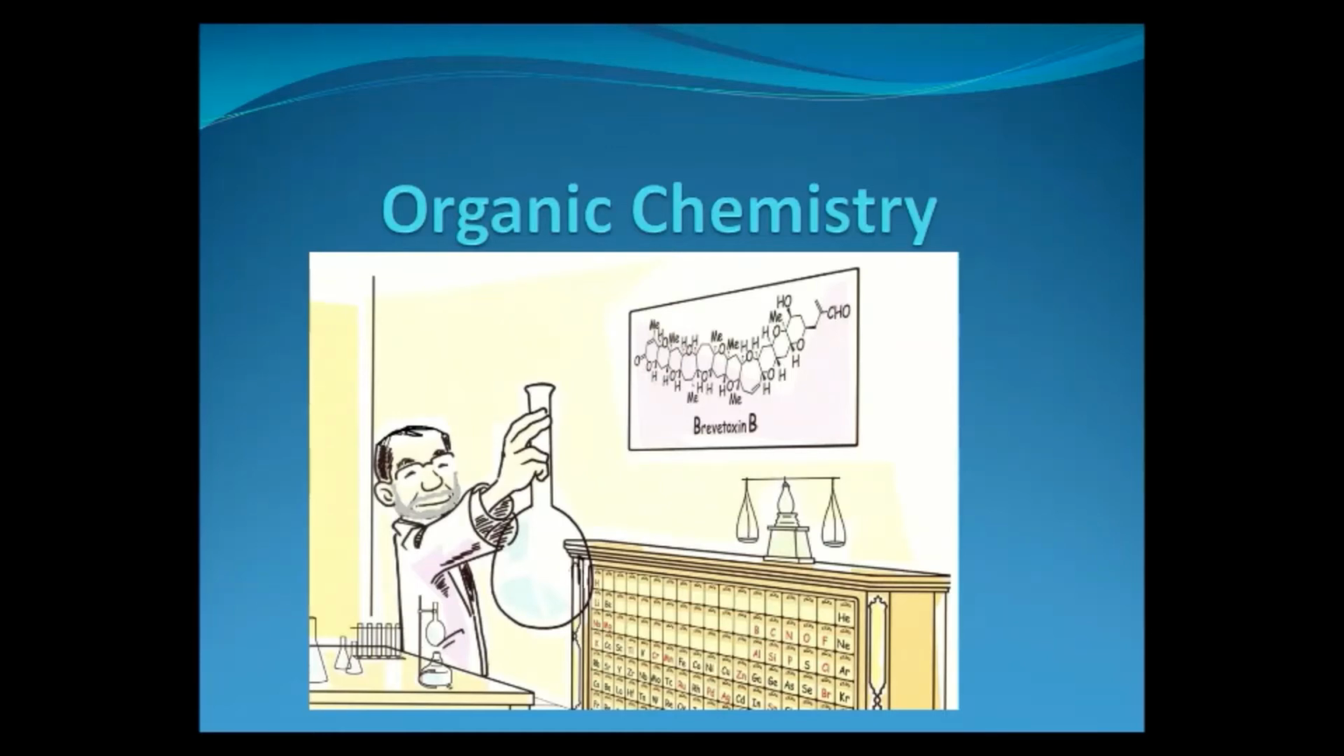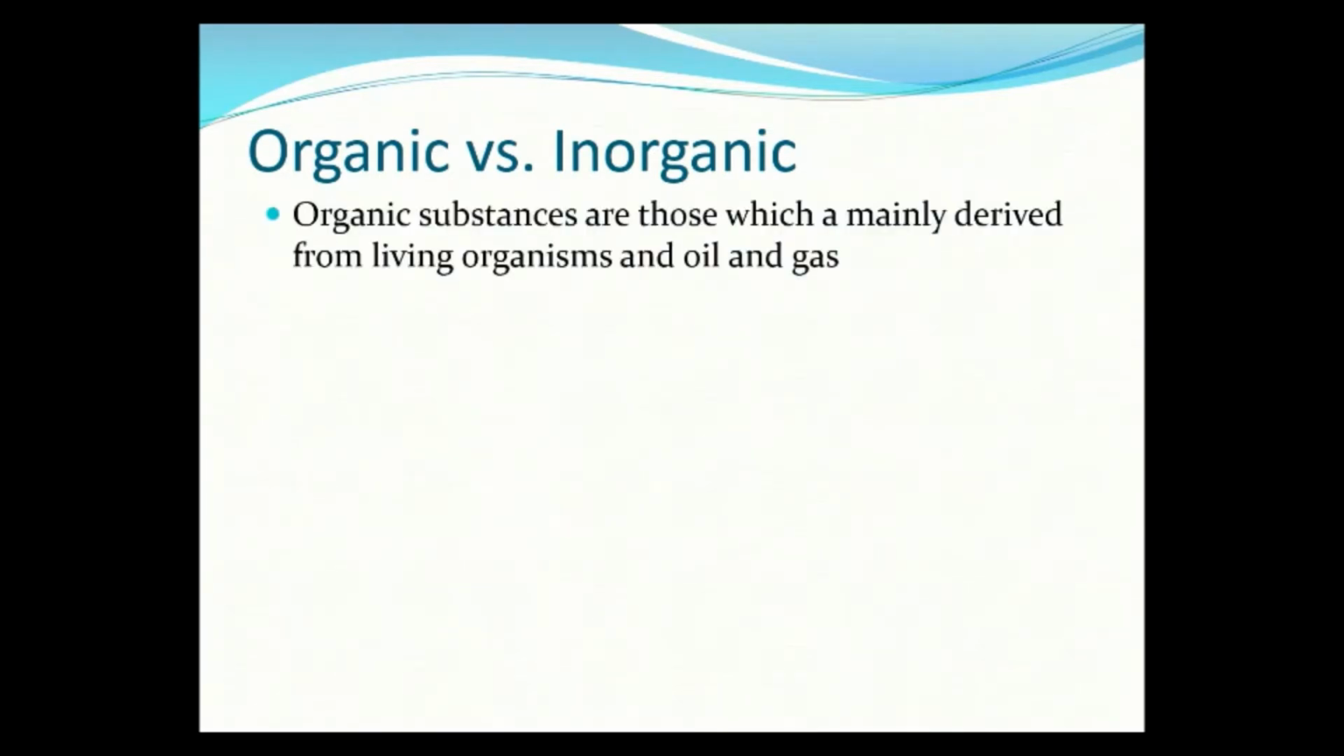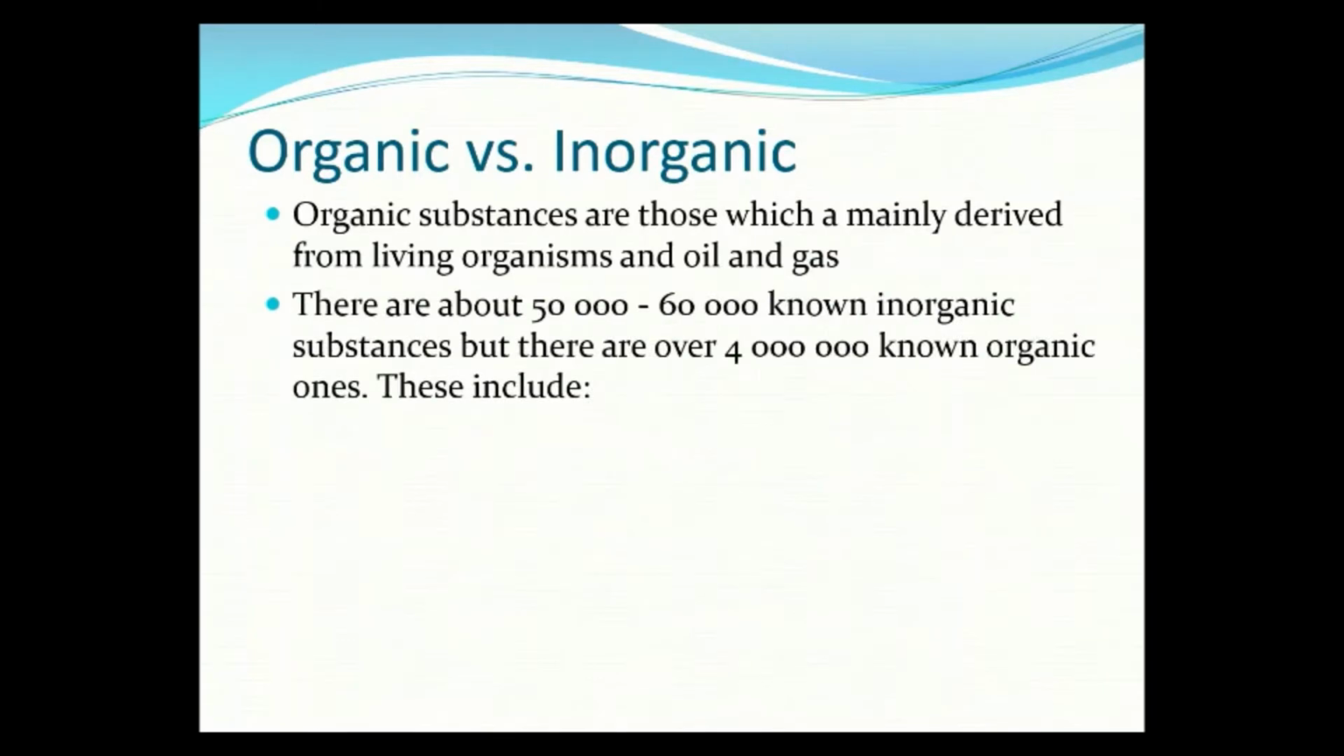So welcome to the next section of our chemistry unit, which is organic chemistry. The first thing that you need to know is the difference between organic and inorganic substances. Organic substances are usually derived from living organisms like trees, plants, things like that, or oil and gas, which came from trees and plants and algae and stuff like that. That's where that came from millions of years ago.